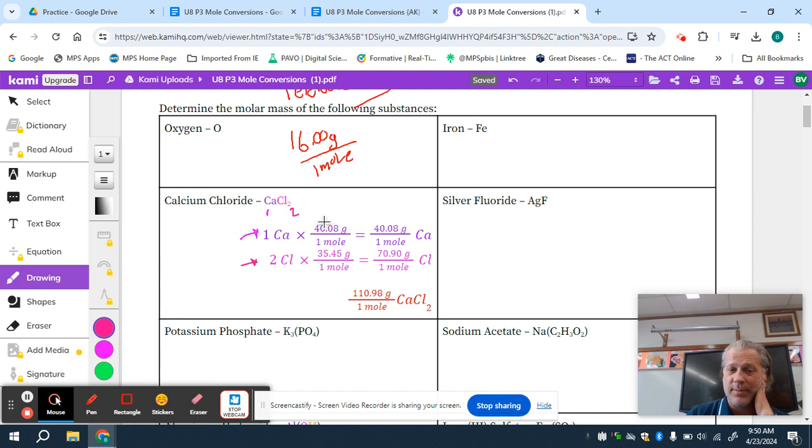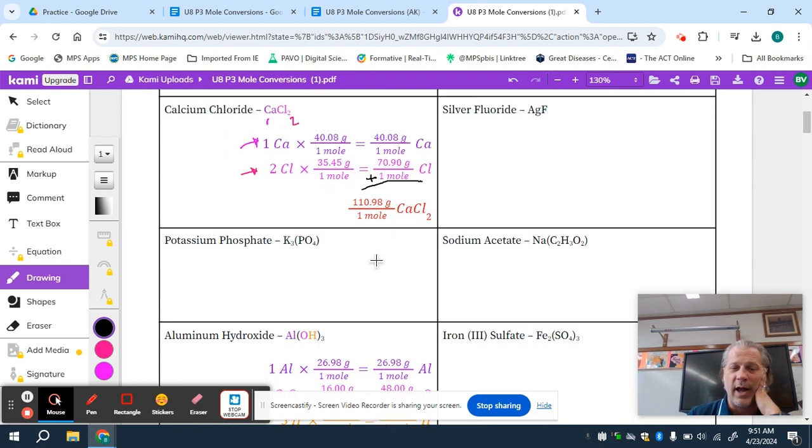So I basically took 1 calcium times the mass of calcium, and I got 40.08 grams in 1 mole of calcium. I took 2 chlorines times the mass of chlorine, which comes from the periodic table, and I multiplied that by 2, and I got 70.90. So then to get the total molar mass, I simply added these two things up. 40.08 plus 70.90 gave me the molar mass of 110.98 grams per mole of the compound calcium chloride.